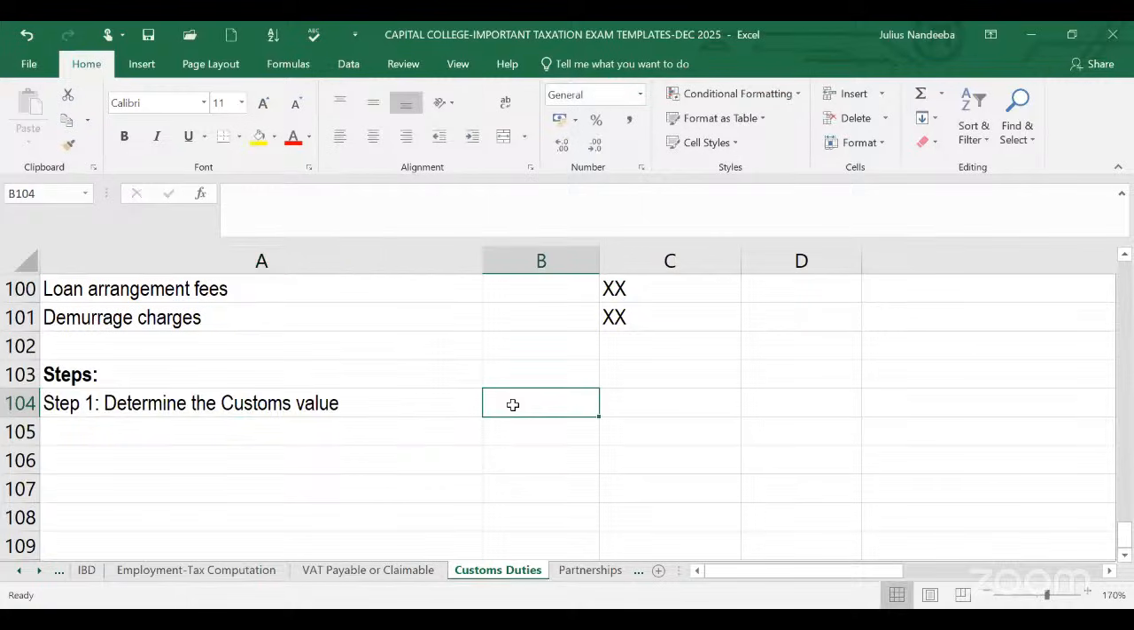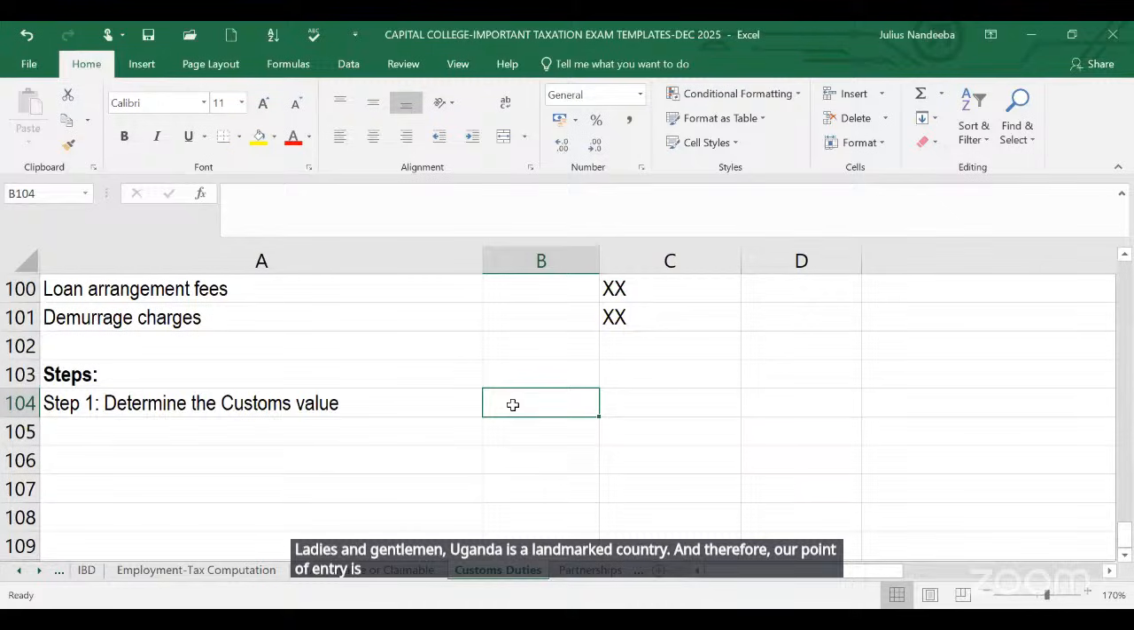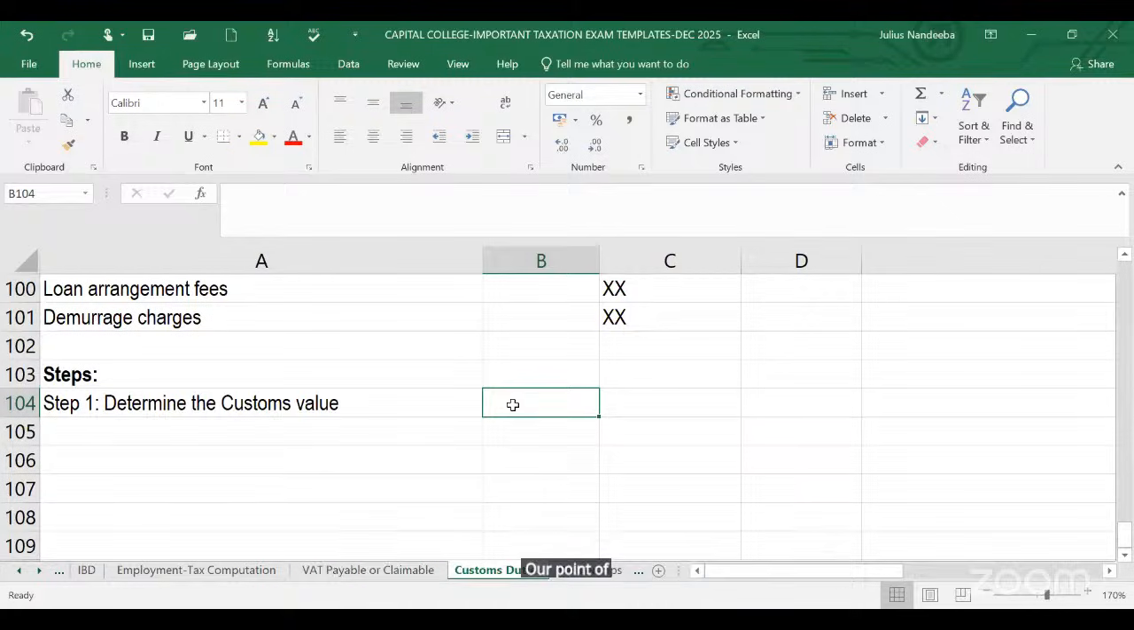Ladies and gentlemen, the principle of determining customs value, they are asking you, what is the cost that you incurred from where you imported the goods up to the point of first entry? What is the total cost that you incurred from wherever you imported the goods up to the first point of entry? Ladies and gentlemen, Uganda is a landlocked country, and therefore our point of entry is outside Uganda.